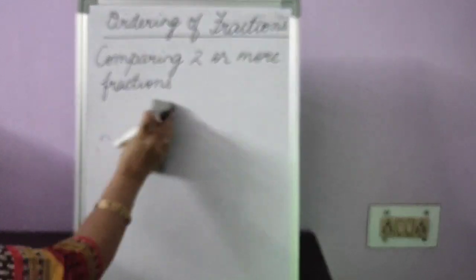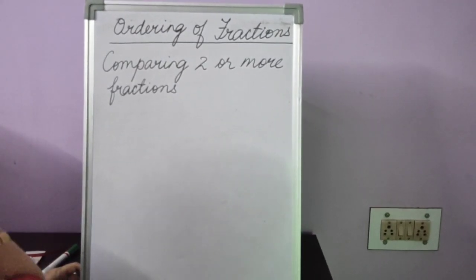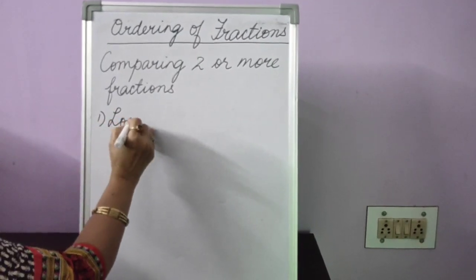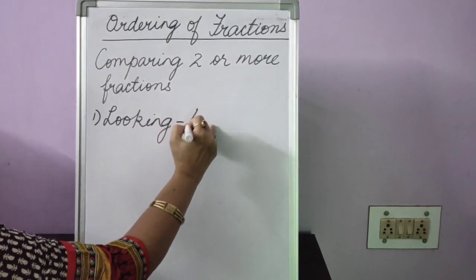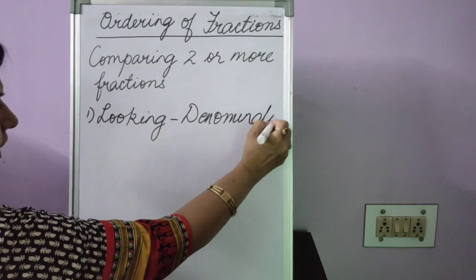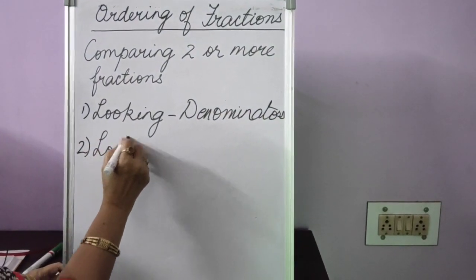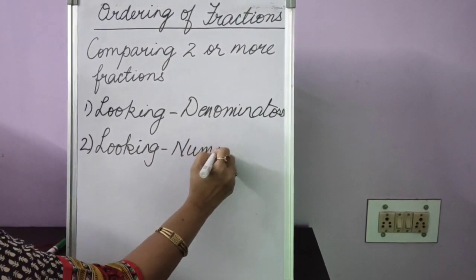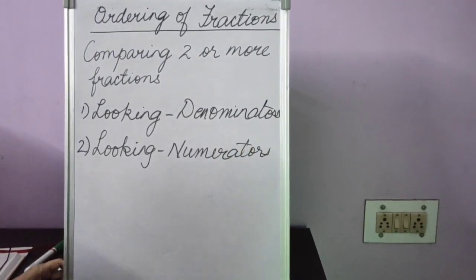Children, there are two ways of finding out the bigger or the smaller fraction. The first is by looking at the denominators. Second method is by looking at the numerators. Now, what do we mean by just looking at the numerators or looking at the denominators?